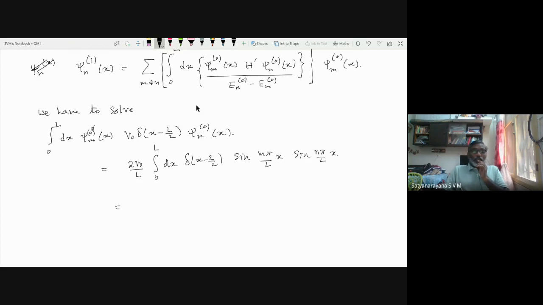which is equal to twice v naught by L into sine m pi by 2 into sine n pi by 2. Correct? So that is what, wherever x is there, you put L by 2. Sine m pi by 2 into sine n pi by 2.